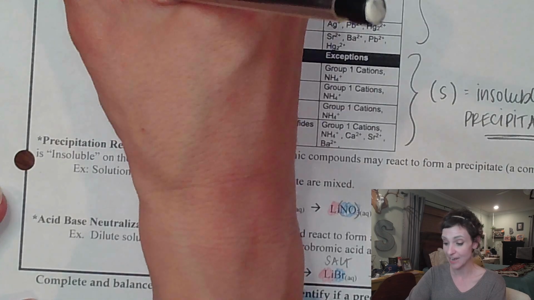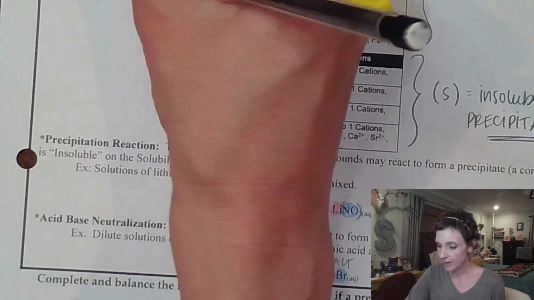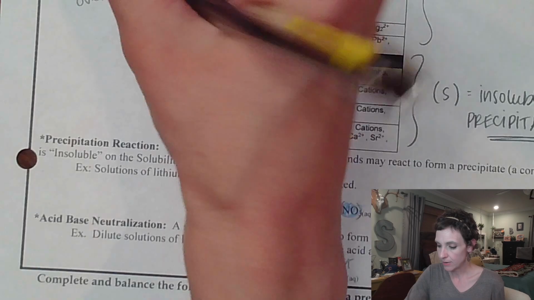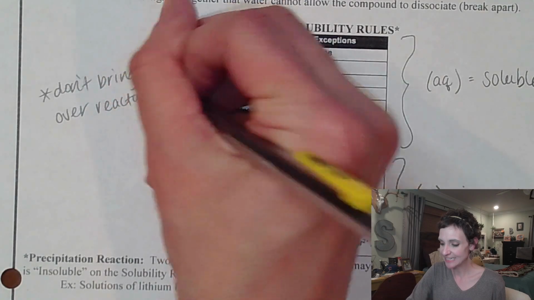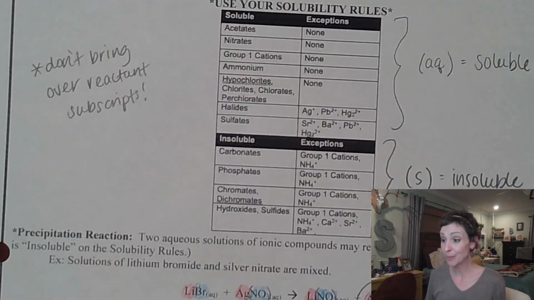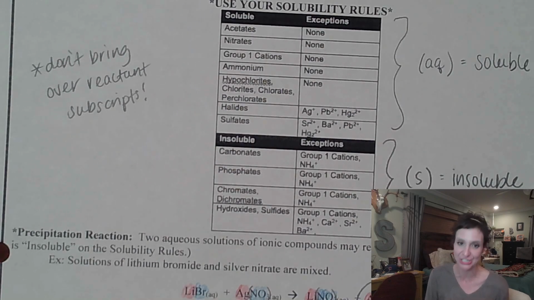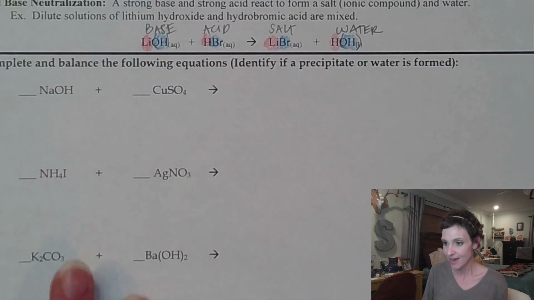Do not bring subscripts over from the reactant side. When I'm forming new couples with new partners, I'm not bringing my baggage from my previous relationships into new relationships, right? I leave that baggage, those subscripts behind and figure out what new subscripts I need according to the ionic crisscross. Okay.